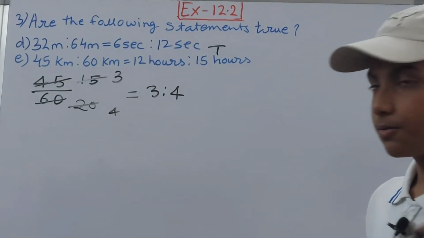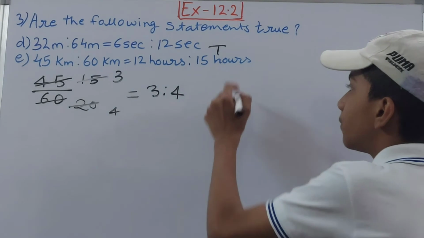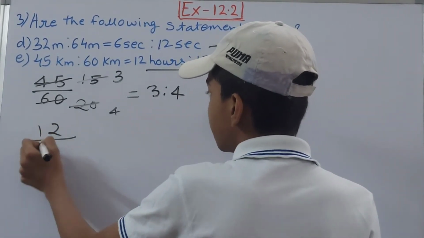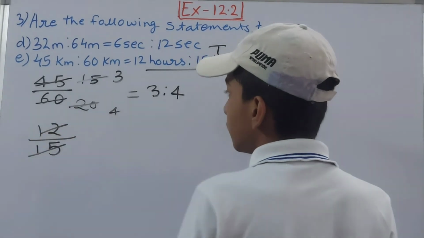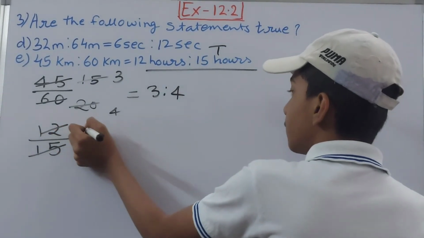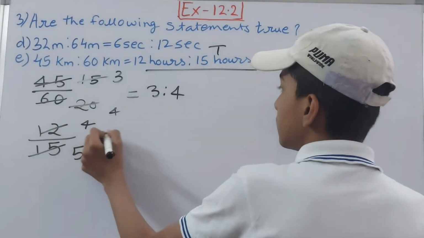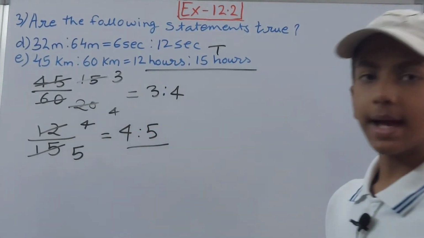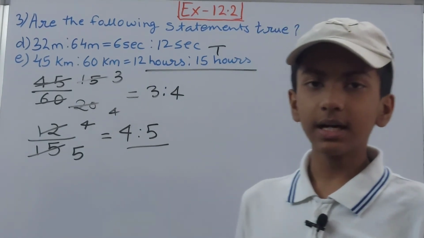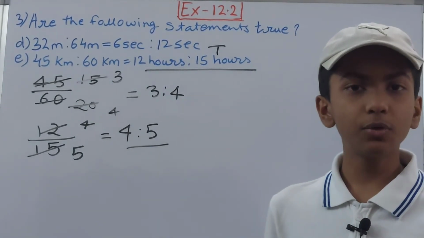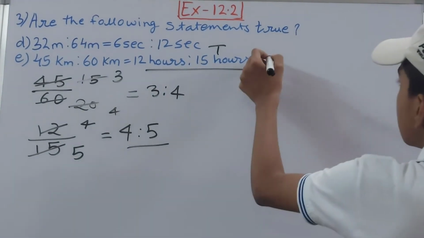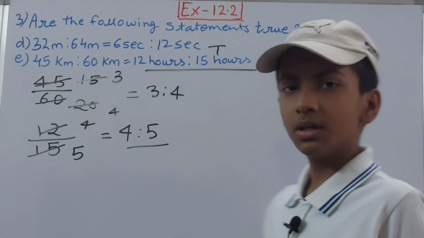Clear? Now this is one ratio. Now for 12 hours and 15 hours we will do 12 upon 15, this is going to be divisible by 3, 4 and 5, right? So you get 4 is to 5. Now you see here that both the ratios you are getting are different. So are these in proportion? No, they are not in proportion. So this means this statement is not true, or you can simply say false.